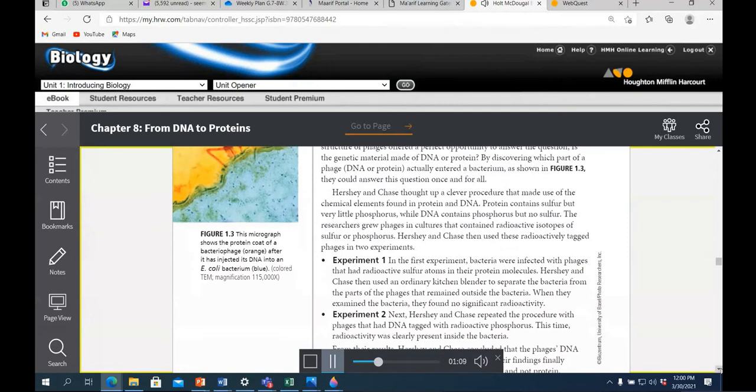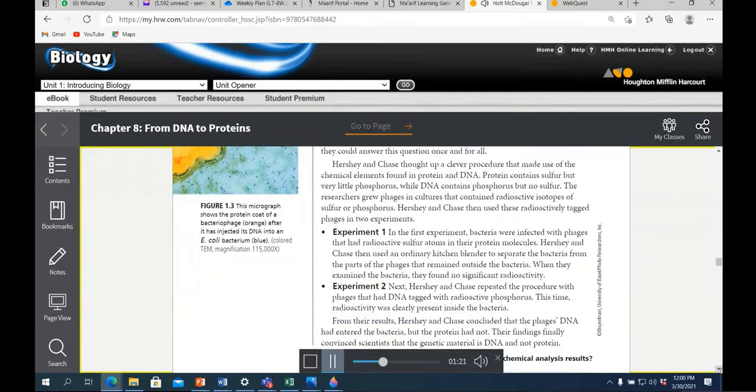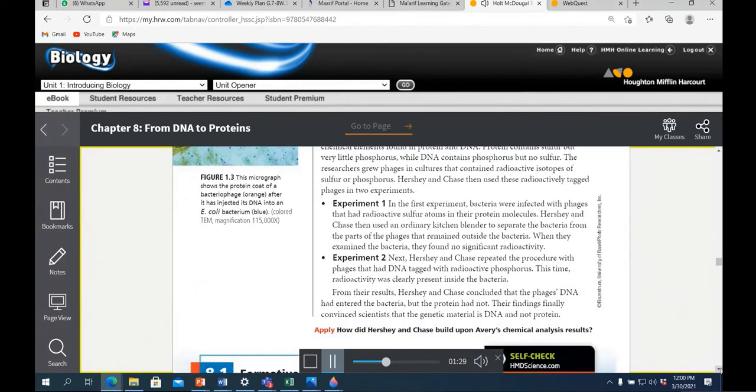Hershey and Chase thought up a clever procedure that made use of the chemical elements found in protein and DNA. Protein contains sulfur, but very little phosphorus, while DNA contains phosphorus but no sulfur. The researchers grew phages in cultures that contained radioactive isotopes of sulfur or phosphorus. Hershey and Chase then used these radioactively tagged phages in 2 experiments.